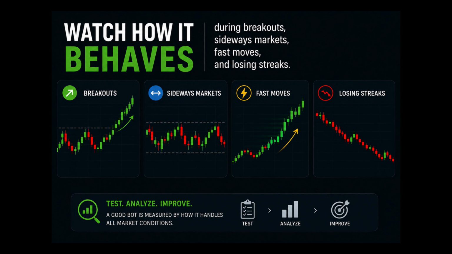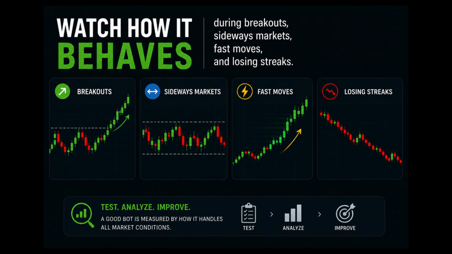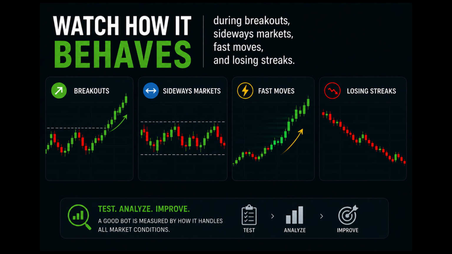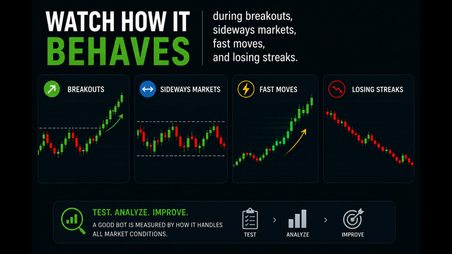Next, run the bot in paper trading. This means the bot trades in a simulated account instead of using real money. Watch how it behaves during breakouts, sideways market, fast moves, and losing streaks. If the strategy survives testing, you are ready for the next step.